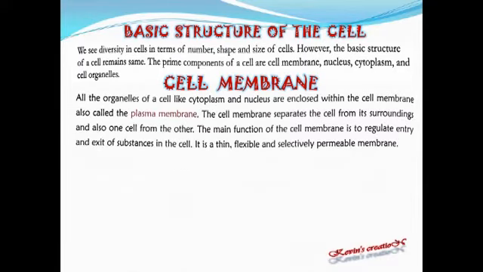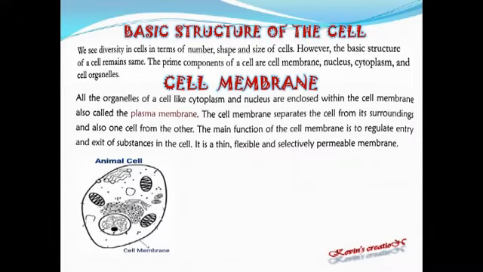All the organelles of a cell, like cytoplasm, nucleus, are enclosed within the cell membrane. It is also called plasma membrane. So here in the diagram you can see this is the nucleus, mitochondria, Golgi body, endoplasmic reticulum, and cytoplasm. Everything is within this cell membrane. So what you see here is animal cell.